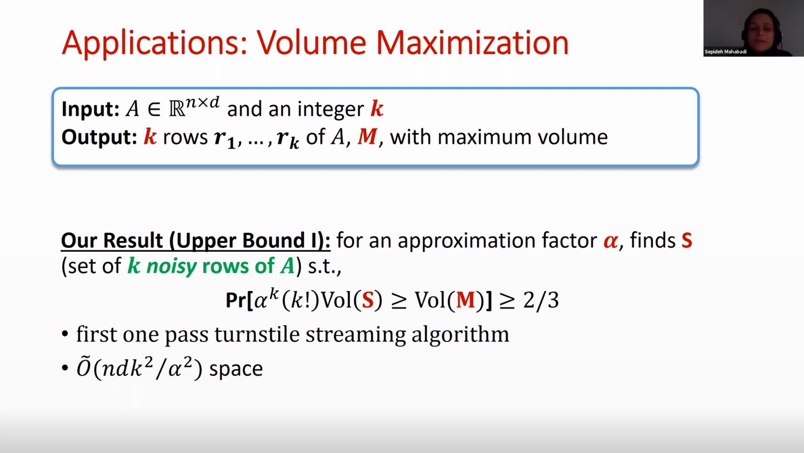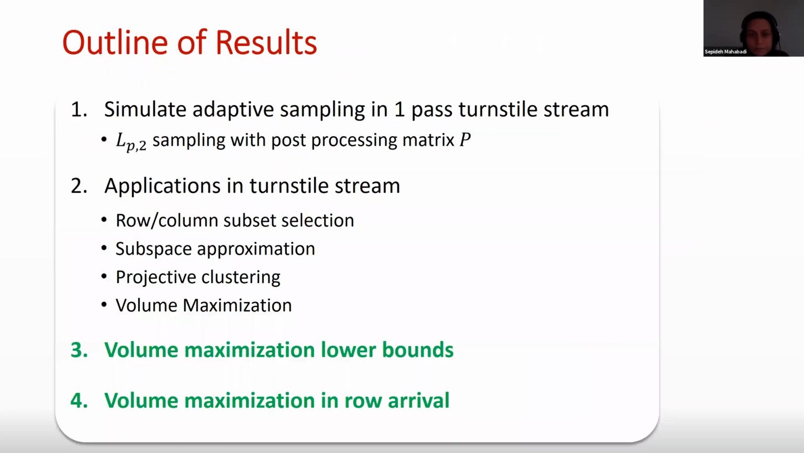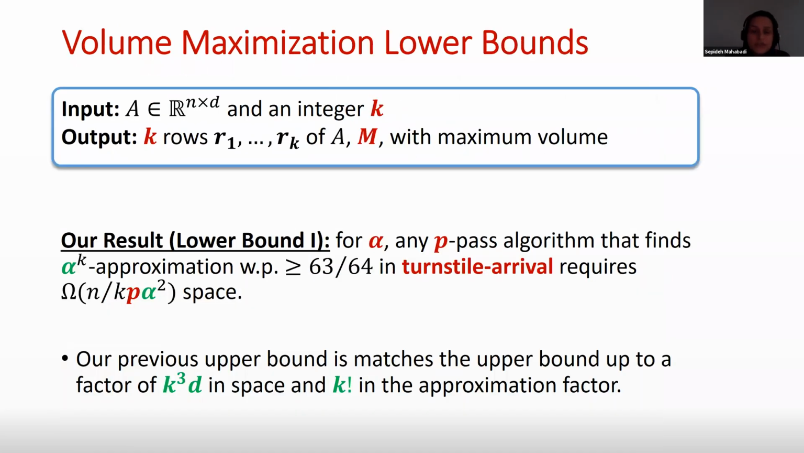So then we somewhat matched this. The only previous result for this problem was using coresets, and therefore it only works in the row arrival setting. And here we give the first one-pass turnstile streaming algorithm for the problem. And we somewhat match this upper bound with a lower bound.